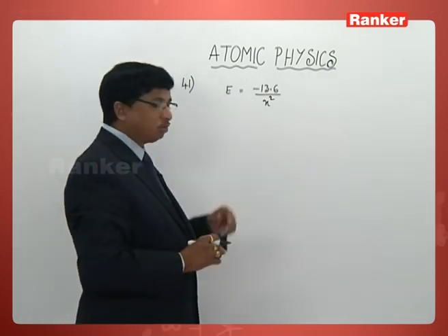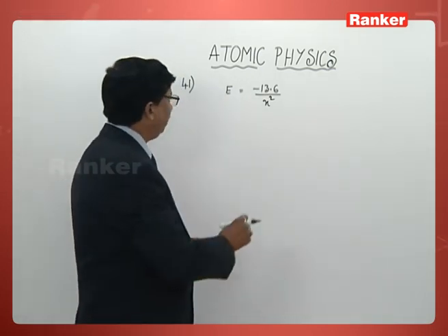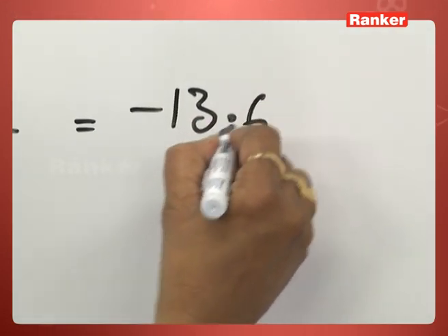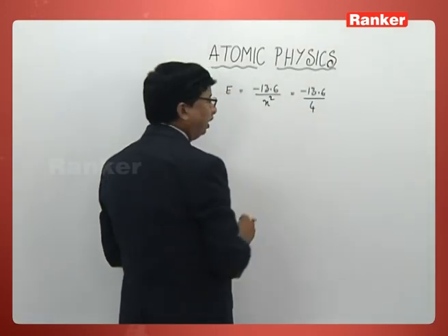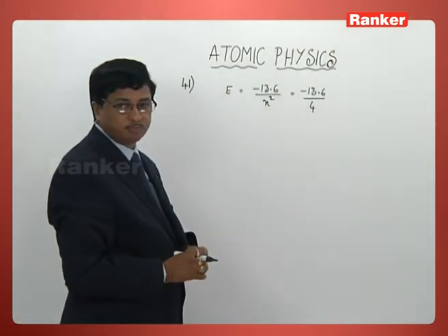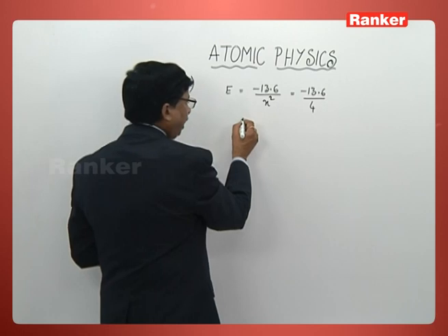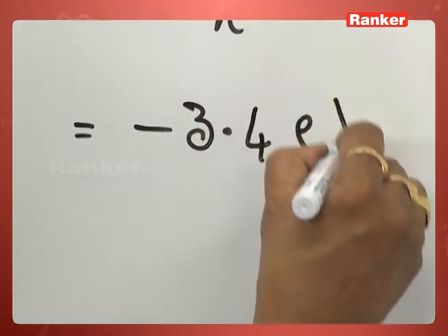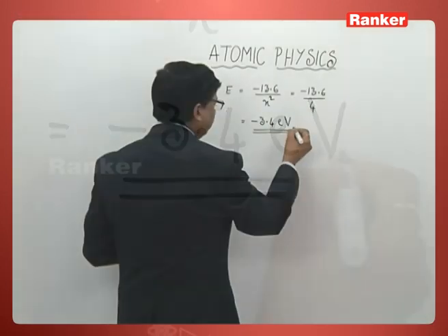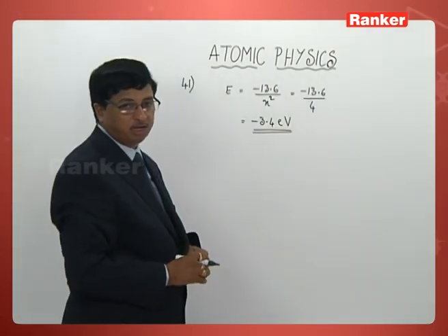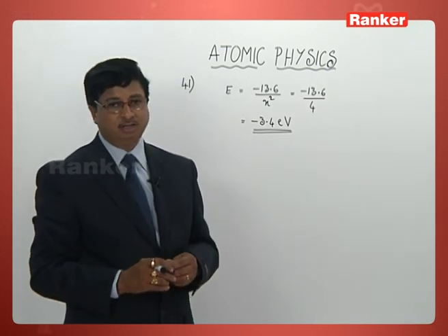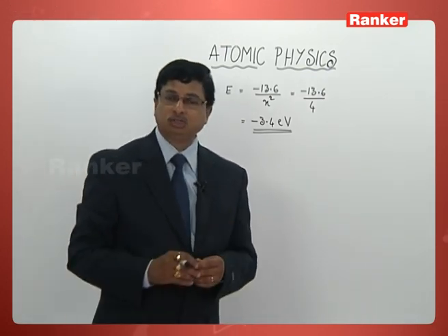So when you talk about 13.6 by n square, n is given as 2. Therefore, minus 13.6 over 2 square, which is 4. If you simply cancel this, it is minus 3.4 electron volt, that is the energy. That is what is required. So one should understand one point here. Why this negative sign here? All of you in fact know this point very well.